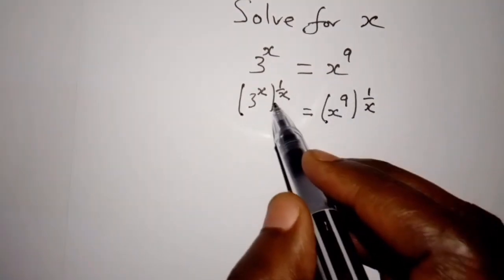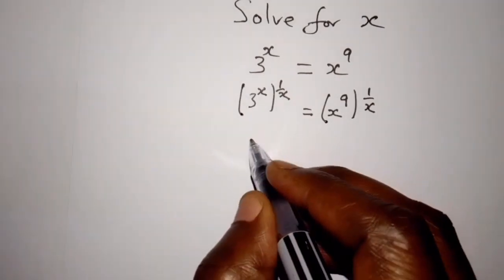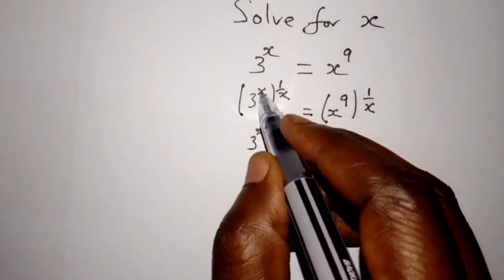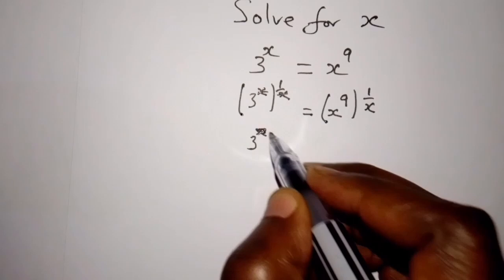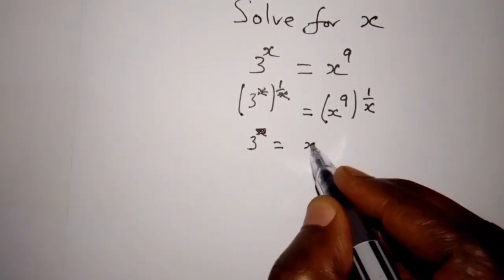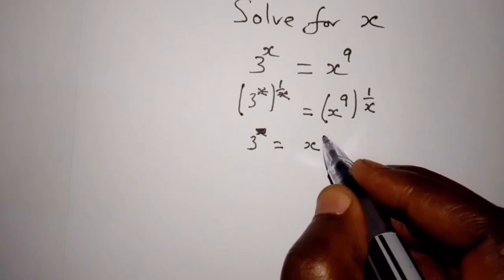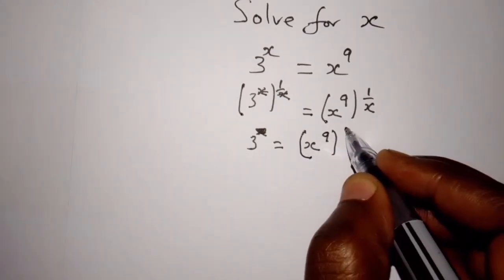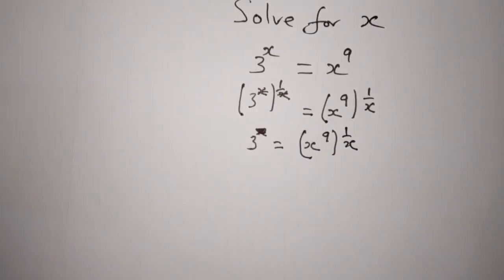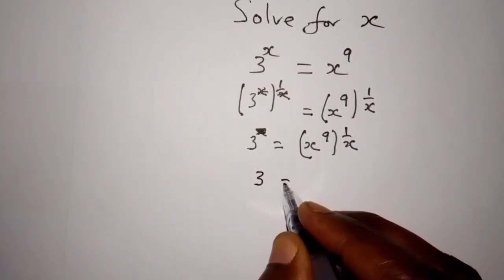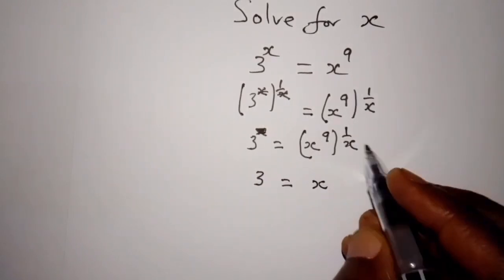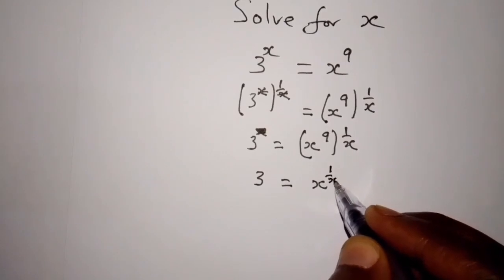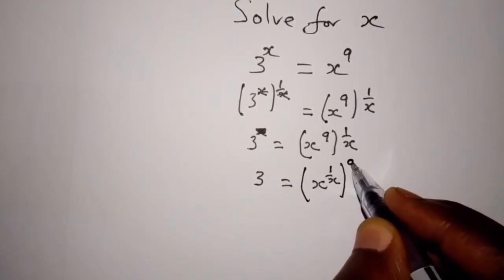This is going to give us x cancel x here, so you're going to have 3 because x cancel x here. We are going to have 3 is equal to x power 9 power 1 over x. We can bring 1 over x here, we can exchange them: 3 is equal to x, 1 over x power 9.